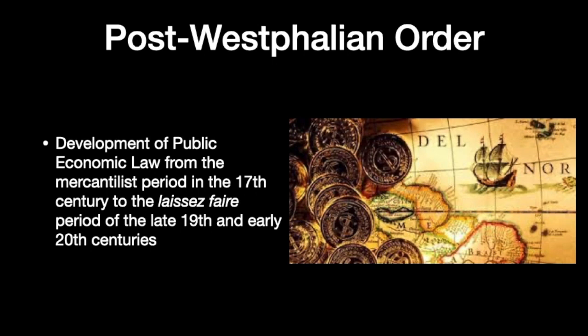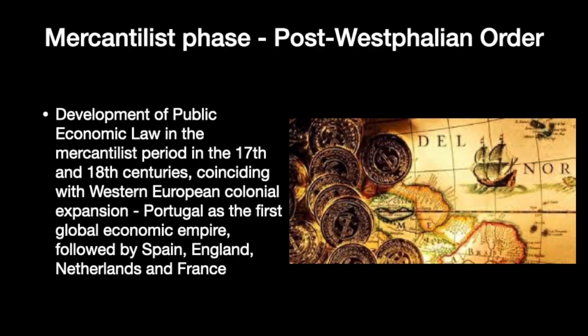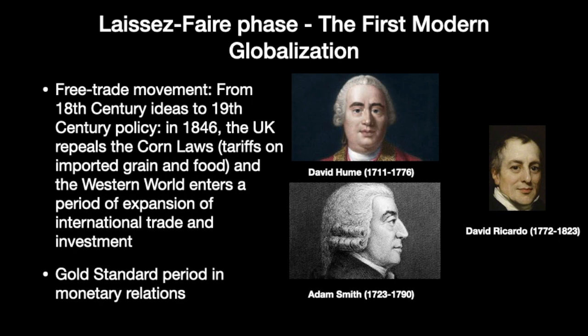Now, early on, this development coincided with the so-called mercantilist period in the 17th century, where states would try to regulate transactions with foreigners so as to protect the treasury, to protect their ability to hoard gold and other precious metals. Following this period, it does coincide with the expansion of colonial trade, but then it is followed by a laissez-faire phase, and that corresponds to the first modern globalization.